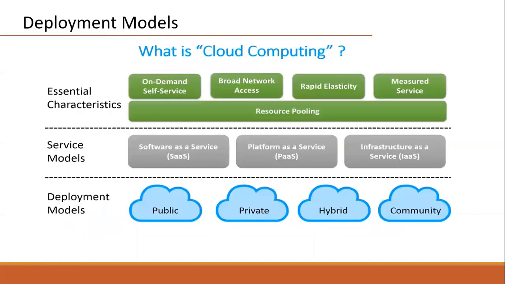Okay, this is the summary. What is cloud computing? We have seen. Cloud computing has 5 essential characteristics. On-demand self-service means at any time we can create the resources on our own. Broad network access, we can access from anywhere. Rapid elasticity means we can increase or decrease the resources at any time. Measured service means we pay depending on usage only. Resource pooling means all the resources are readily available.